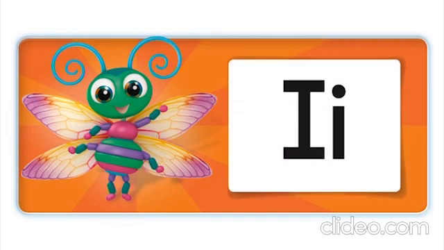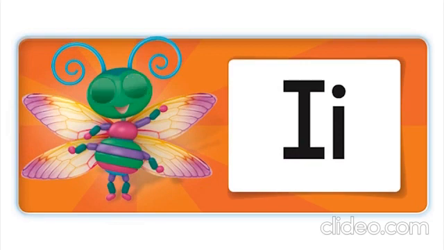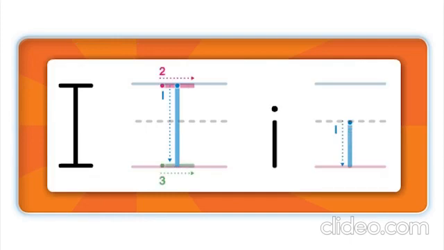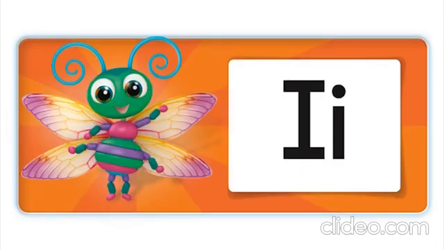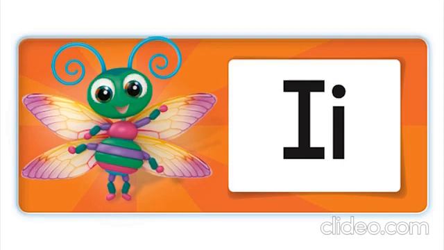Hi, I'm an interesting insect. This is the I sound. This is the letter I. 1, 2, 3. 1, 2. I, I, interesting insect. I.